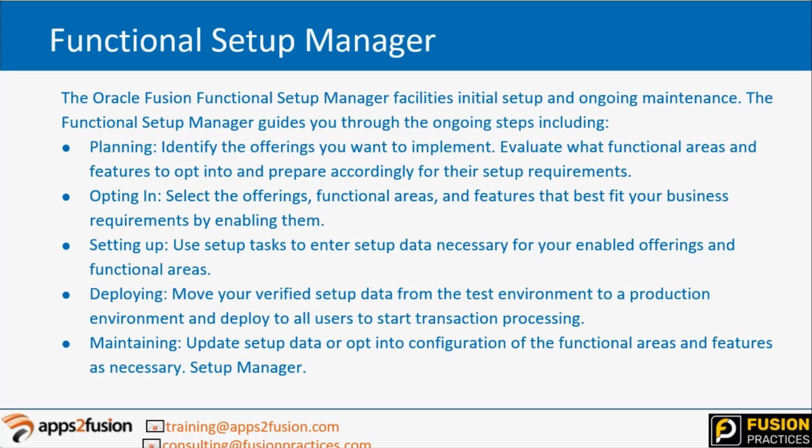Once this is done, then we have the other one, which is for implementation or deployment. It also helps us do that. And in case there is a feature that is needed at a later point in time, we come back to the opt-in features options and enable that feature. So all in all, it's an application that takes us through these 5 features and helps us to use the application the way it is designed and configure it to our business need. So this is how the function setup manager works.